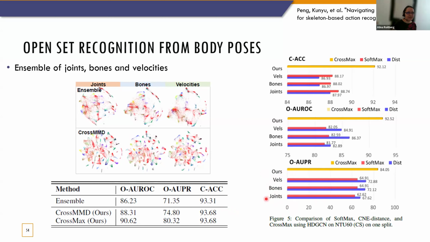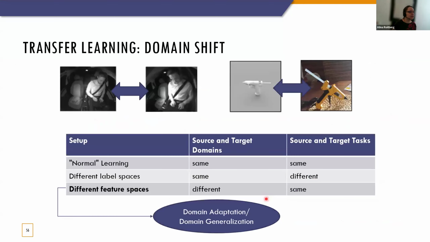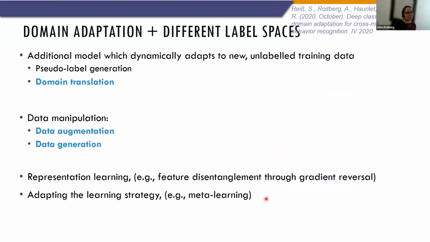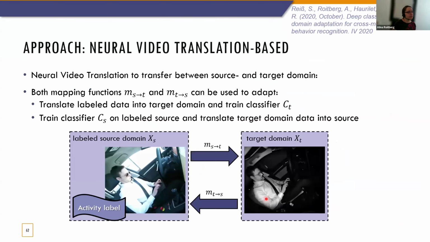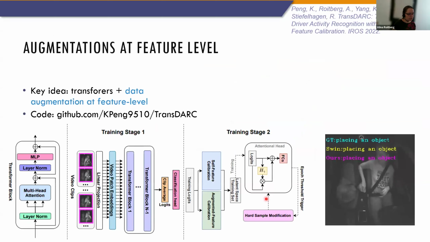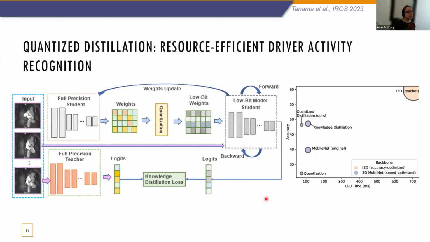So I am massively over time. This is why I will skip a bit. I also wanted to talk about what happens if we have different feature spaces, and talk about our domain shift, domain adaptation work. But I will skip it a little bit, and I will briefly touch on two topics before we conclude.